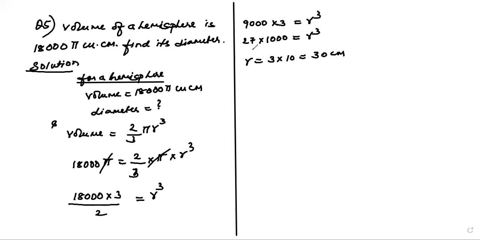Now I didn't want r, I want diameter. Diameter equals twice radius, children. 2 into 30. How much do you get, children? 60 centimeter. A fairly easy sum, children. A good question for being asked for 2 marks. Okay. Now we go to the next sum, children.